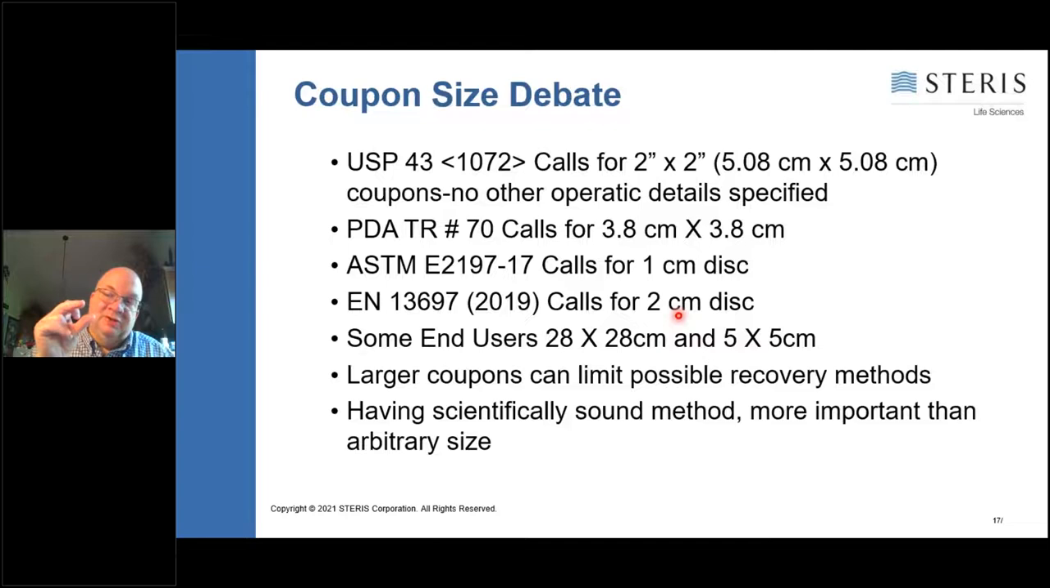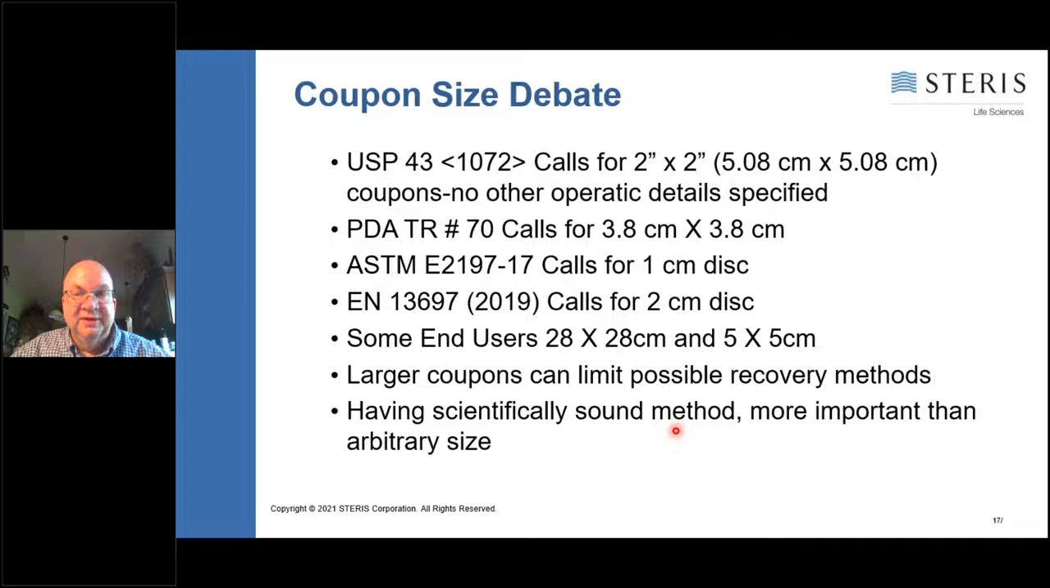We have some end users in Europe, one of which uses a 28 by 28 centimeter coupon, nearly impossible to work with, and 5 by 5 centimeter coupons, which are almost as big as what it says in 1072, also pretty much impossible to work with. So the larger coupons really limit recovery because you can't do sonication or vortexing. You can't put it inside a plastic container with the glass beads. It's just too big to work with. So it's really important to have a scientifically sound, repeatable method versus arbitrary size of the coupon. That's a key thing.